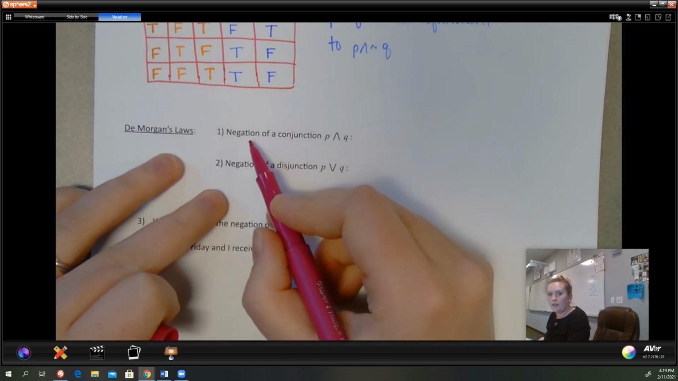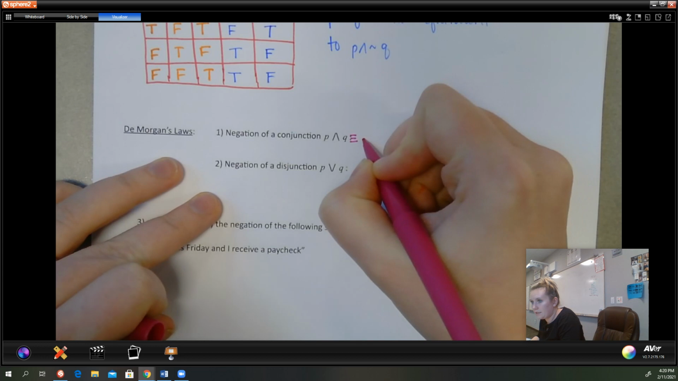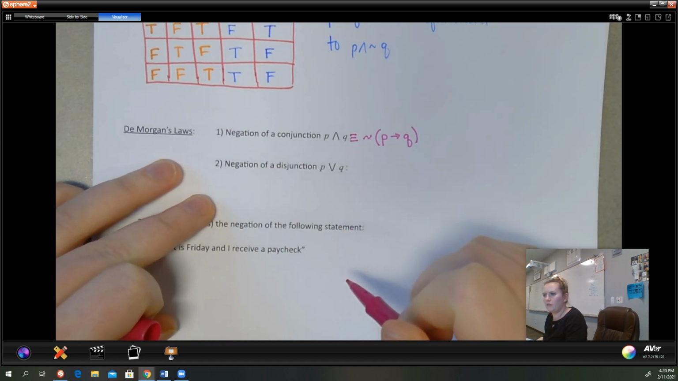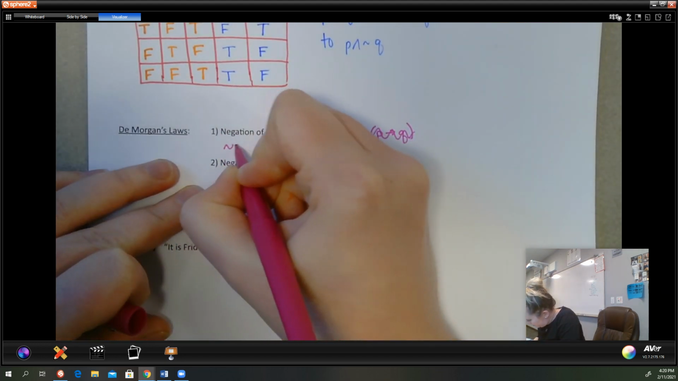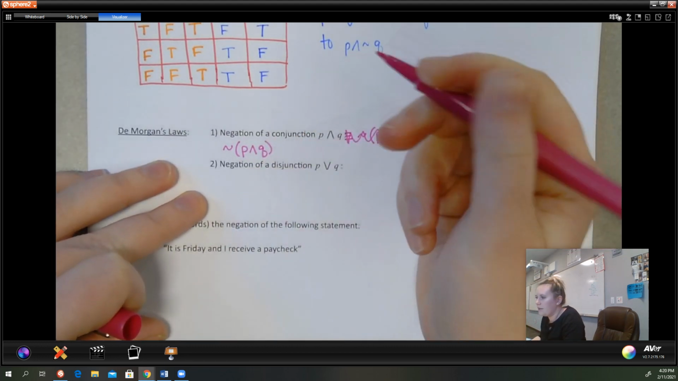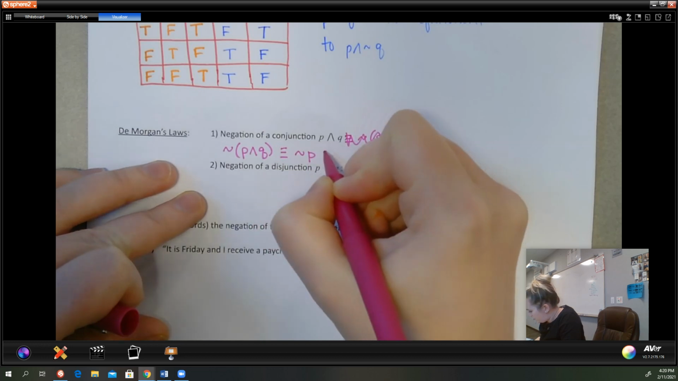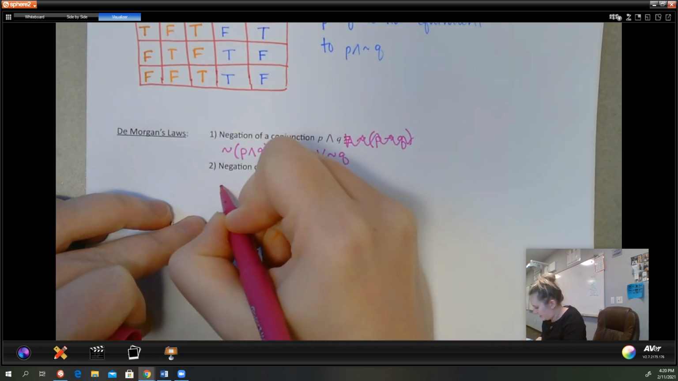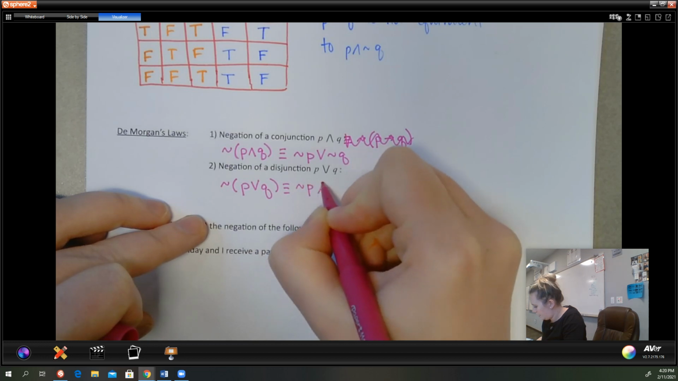De Morgan's law says that the negation of a conjunction, not (P and Q), is equivalent to not P or not Q. Then the negation of the disjunction, not (P or Q), is equivalent to not P and not Q.